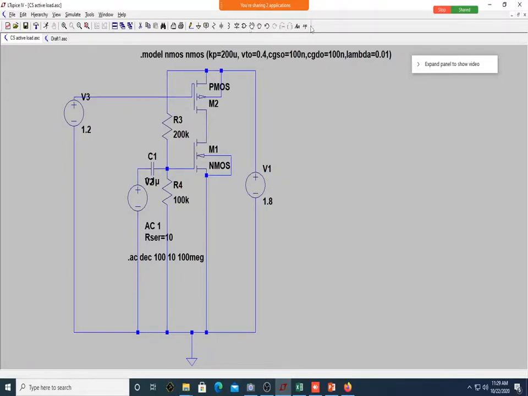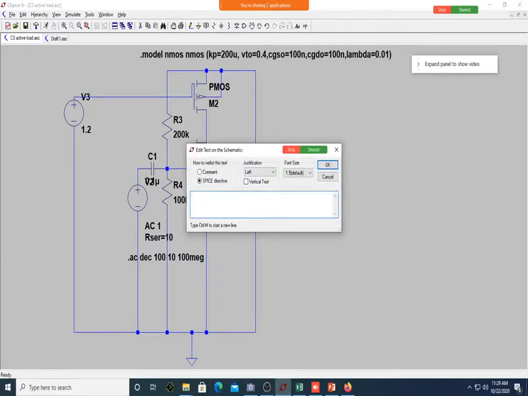Okay, how do I define PMOS? Let me take this .model PMOS, and then Kp is equal to 100U, comma VTO is equal to minus 0.4, comma, because CGSO CGDO is not required. Okay, let it be there. CGSO is equal to 100 nano, comma, CGDO is equal to 100 nano, comma, LAMBDA.